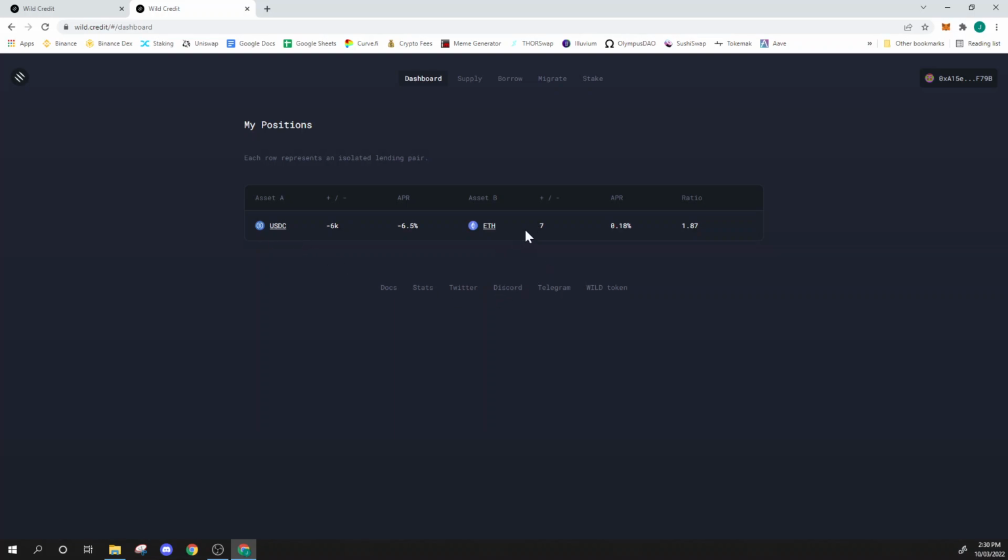Now we can see here that for Ethereum, we've got a positive number of the amount that we've provided as collateral, as well as a positive interest rate. The positive numbers are indicative that this is the collateral that we've provided into the lending pool. Now on the opposite side, we've got a negative amount as well as a negative interest rate, and those negatives are indicative that this is the amount and the asset that we've borrowed against our collateral.